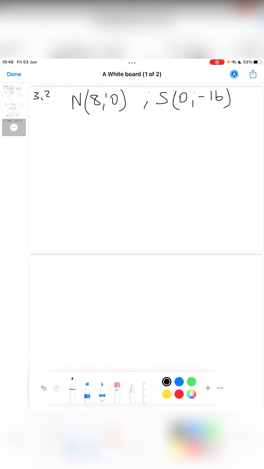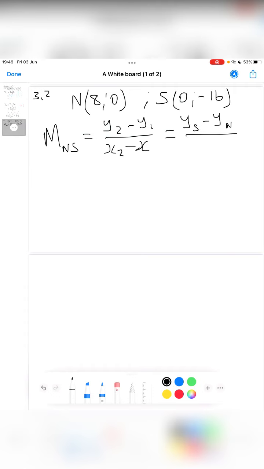Okay, so the question said calculate the gradient. Don't waste time, guys. Just say M of NS equals y2 minus y1 over x2 minus x1. It doesn't matter if you say y of S minus y of N over x of S minus x of N. It makes it easy because when you substitute, you know the y value for S is negative 16. Remember, when it's a negative number, put it inside the brackets.